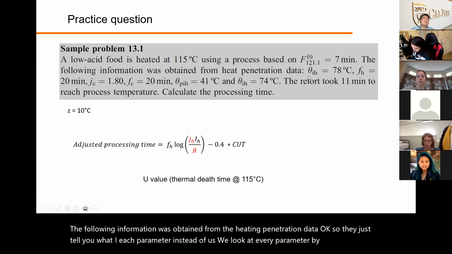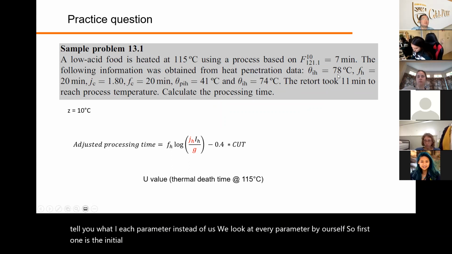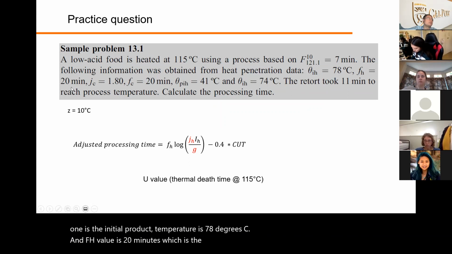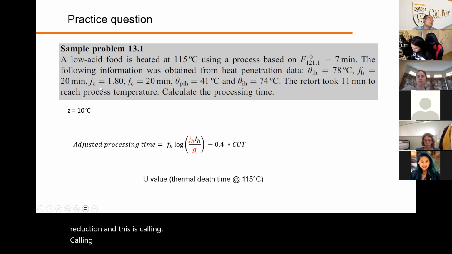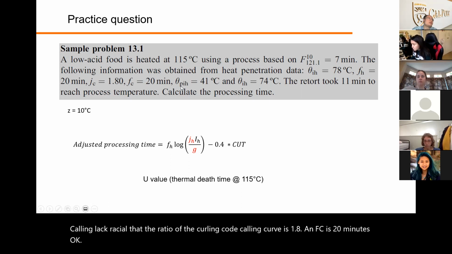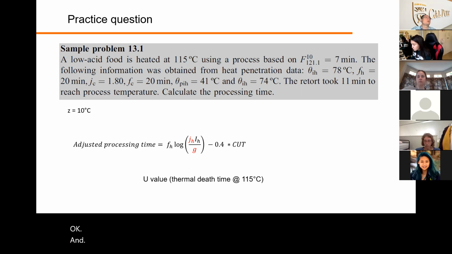Okay, so first, the initial product temperature is 78 degrees C. And the FH value is 20 minutes, which is the constant heating rate, the time for one log reduction. And this is the cooling lag ratio, the ratio of the cooling curve, 1.8, and FC is 20 minutes. And this is the pseudo initial product temperature, 41 degrees C.